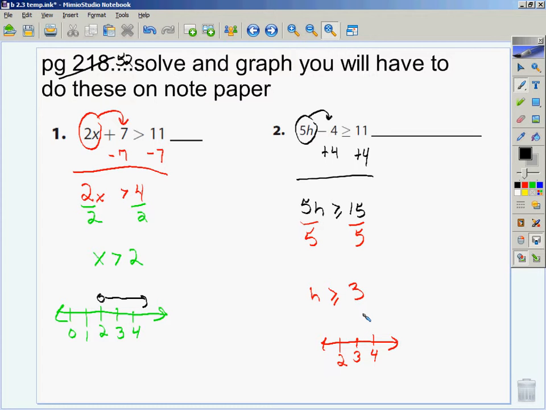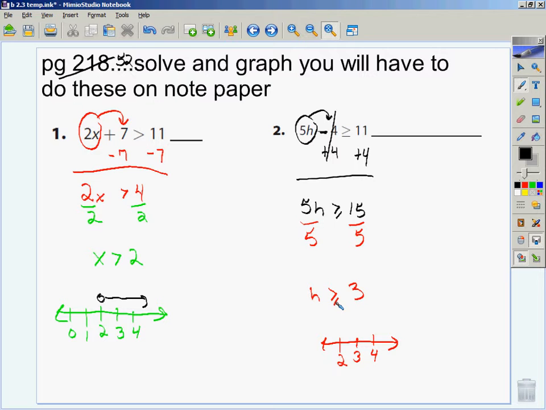Oh, wait, question? Because this 4 was being what? Subtracted. I want it to go away. The opposite of subtracting is adding. These will actually cancel out now, which was the goal. It gets this h closer to being by itself. Okay?